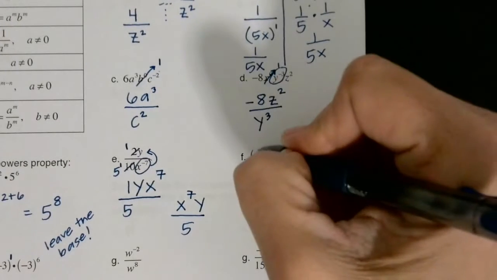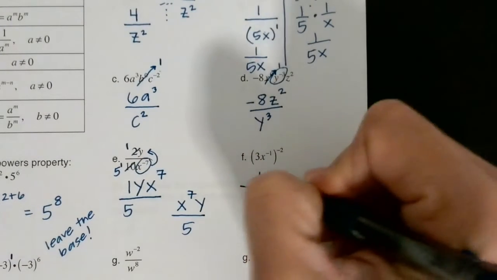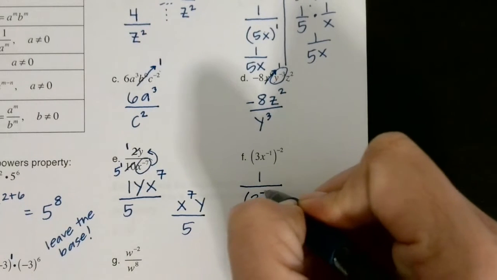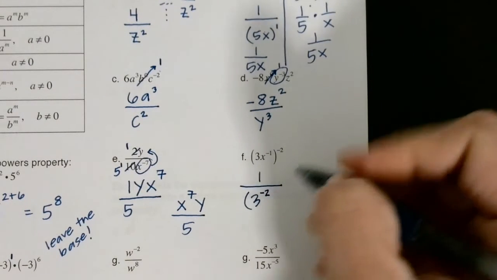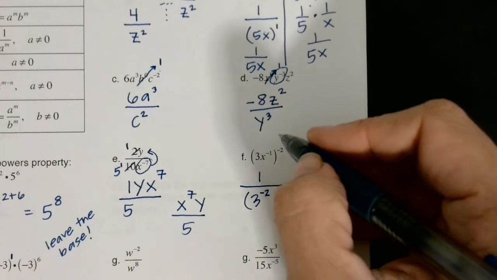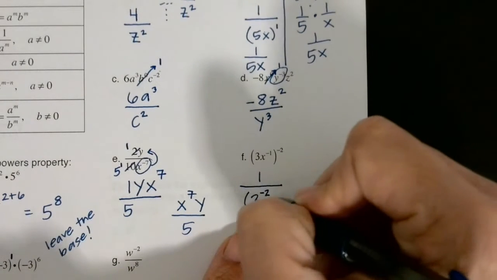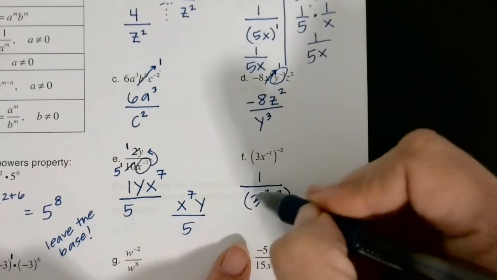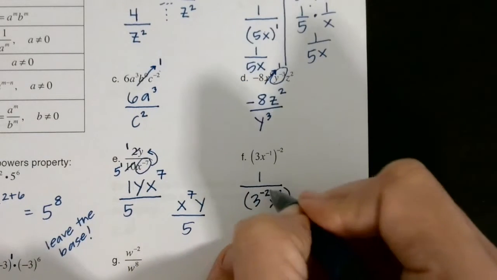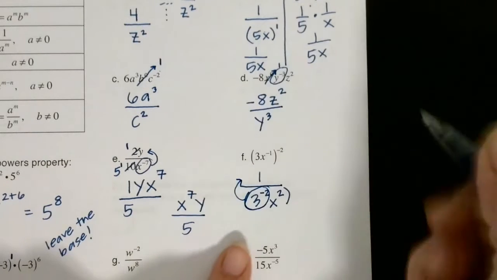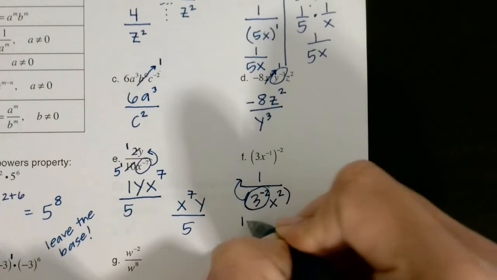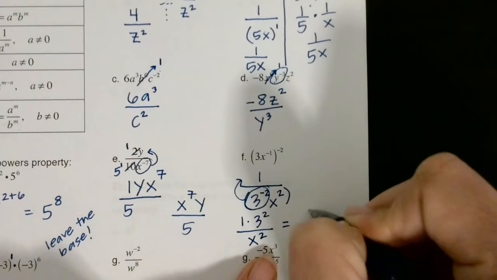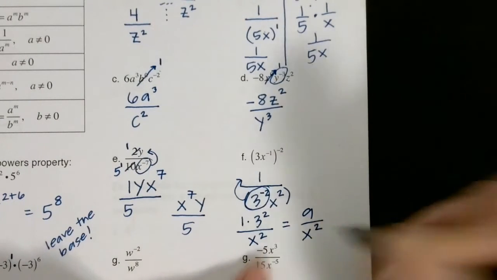Alright, let's do this one now. So I'm going to go like this and make that a positive. So that's 3 to the negative 2, and then x squared. Okay. So 3 to the negative 2 is unhappy, but x squared is not. So this is going to go up, and that would be 1 times 3 squared over x squared, which is just 9 over x squared.